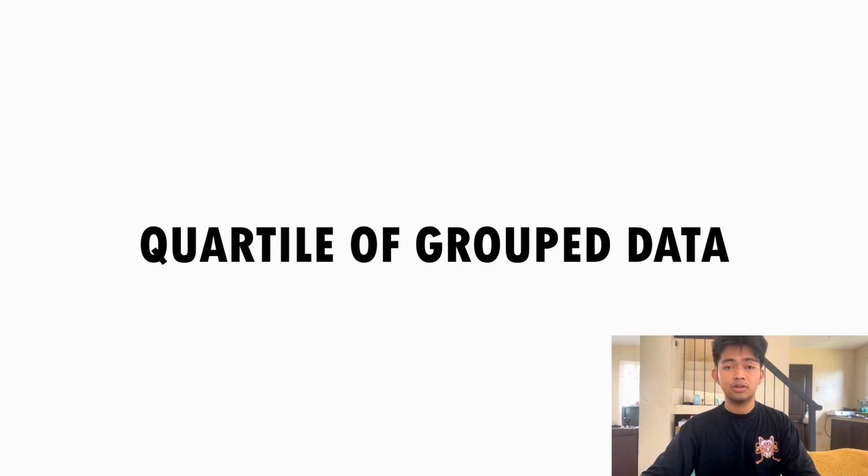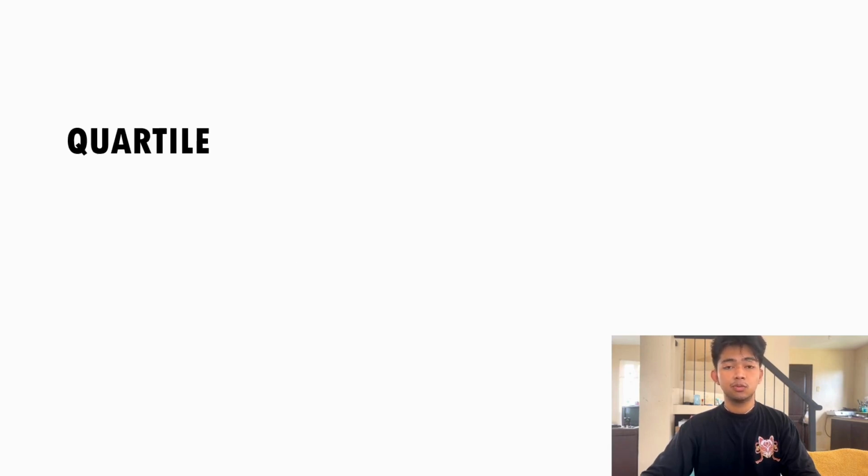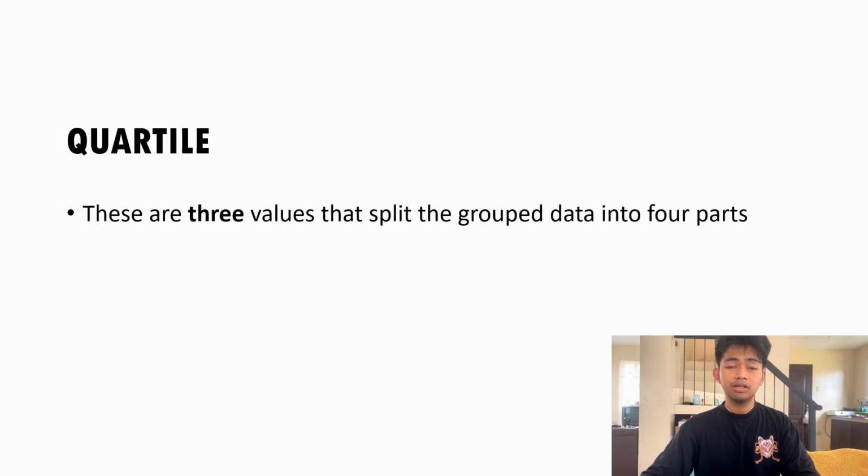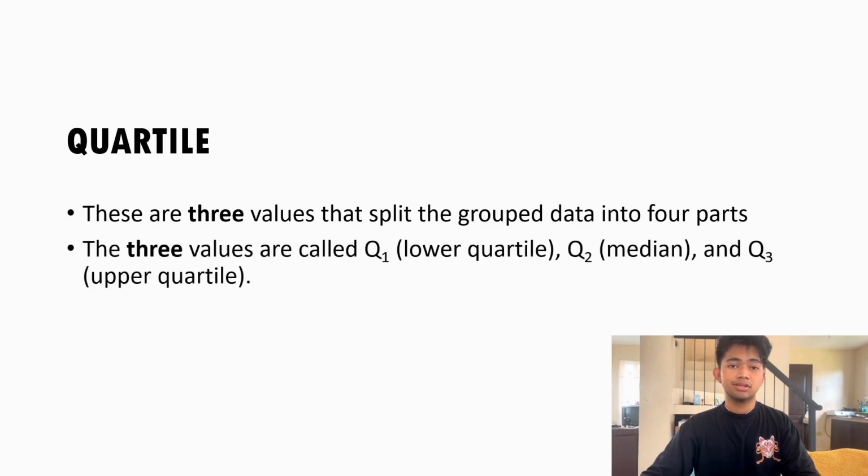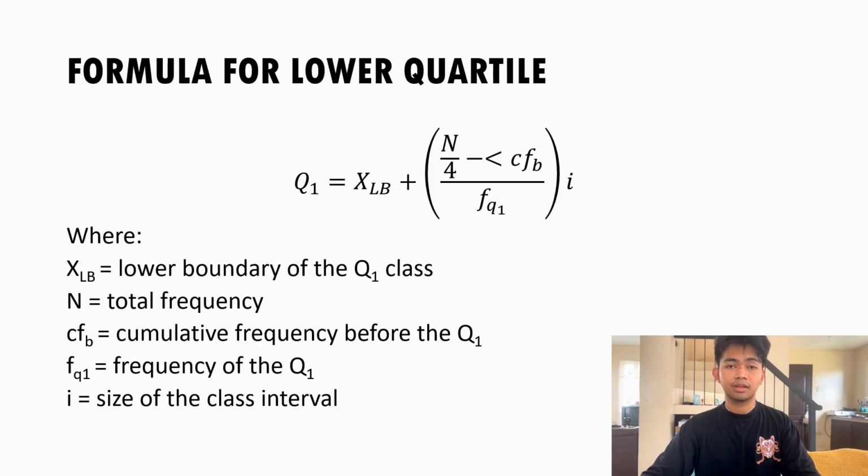Module 7 is all about quartiles of grouped data. So, first of all, what is a quartile? A quartile divides the data into four parts, and it contains three values. These three values are called Q1, the lower quartile, Q2, the median, and Q3, the upper quartile.